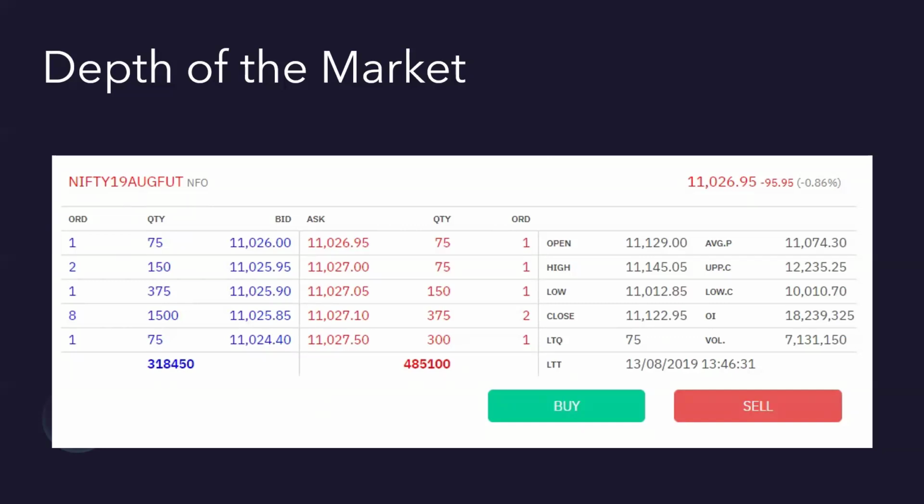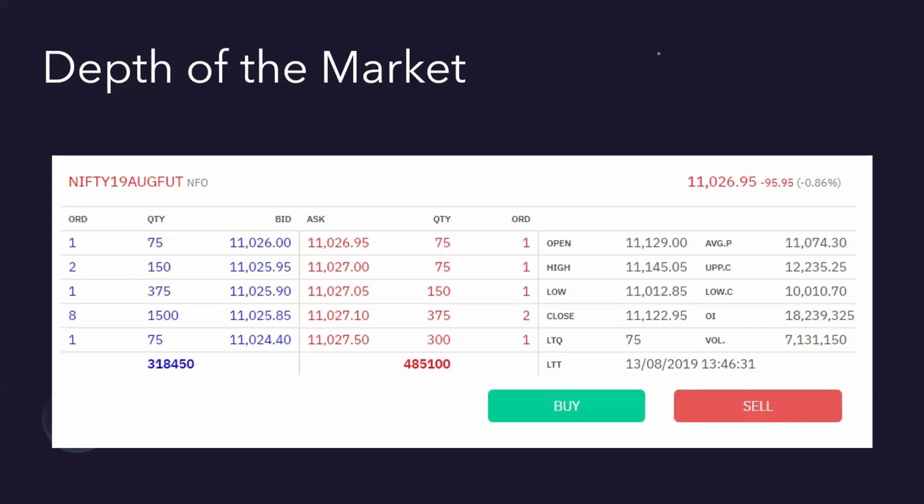This is the Nifty 19 August futures. Back then, Nifty had a lot size of 75. Now it is 50, and probably from the next expiry onwards, next month, it is going to be 25. The lot size is coming down.